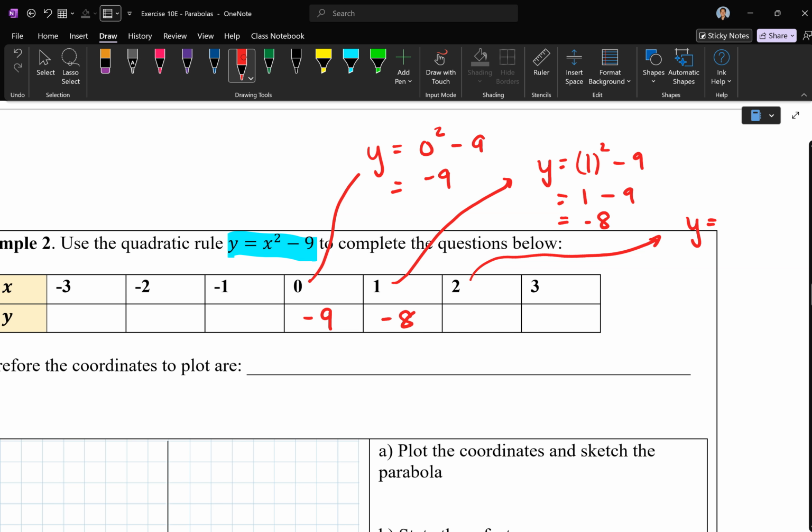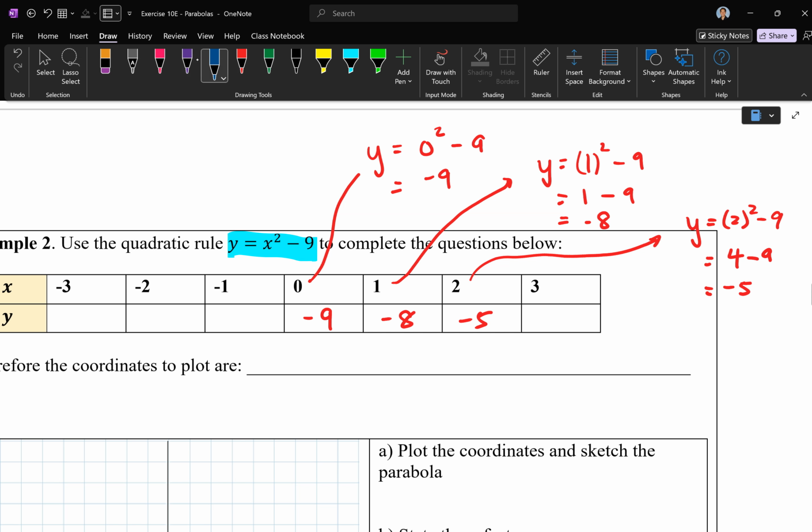You can use a calculator for this as well if you're unsure of negatives, but we square it. 2 squared minus 9. What is 2 squared? Can I please have Steph? What's 2 squared? 4. And then what's 4 minus 9, Amelia? 4 minus 9. Negative 5. Very good. So we will then write here negative 5. Move on to the next one.